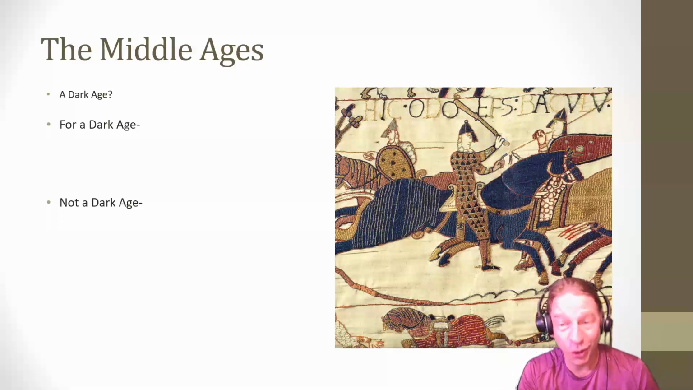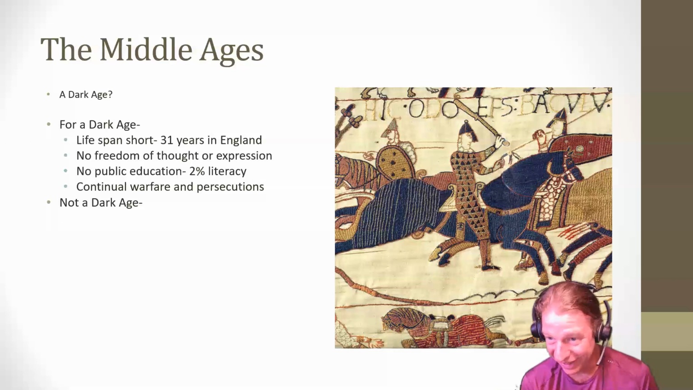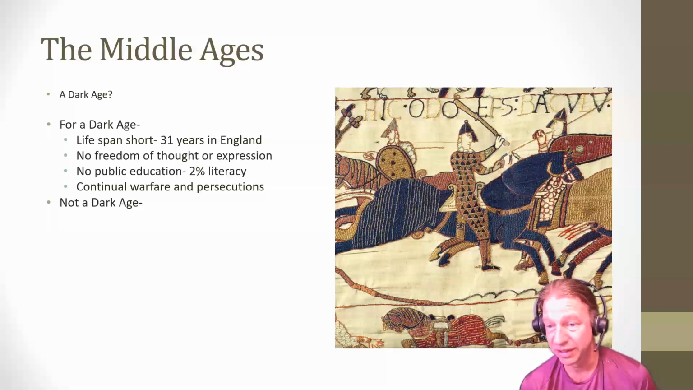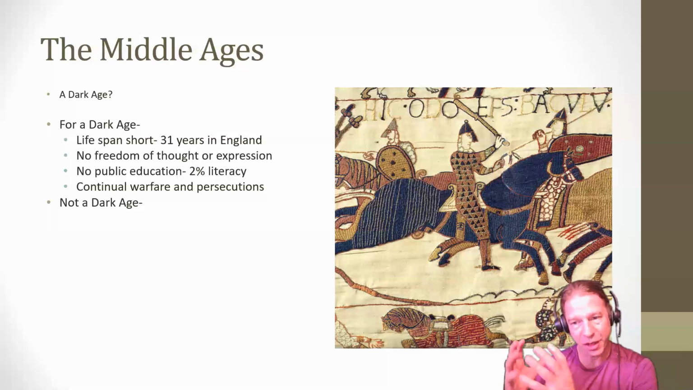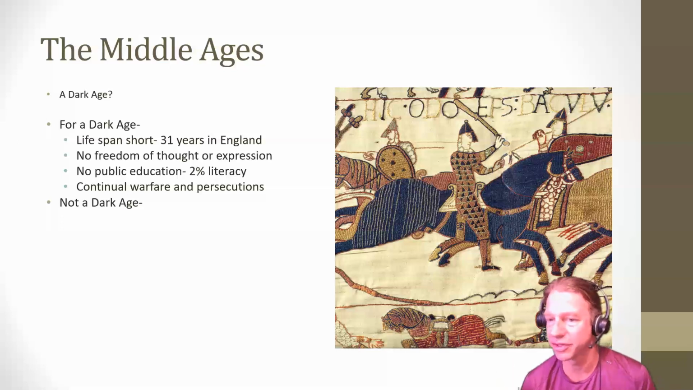Now, the Middle Ages is a long period of time, and there are some things that certainly lend credibility to seeing it as a dark age. In general, lifespan is very short. In England during the High Middle Ages, the average lifespan was 31 years. The Middle Ages, by the way, is broken up into 3 eras: the Early Middle Ages, the High Middle Ages, and the Late Middle Ages. And the High Middle Ages is the most robust time in European medieval history.